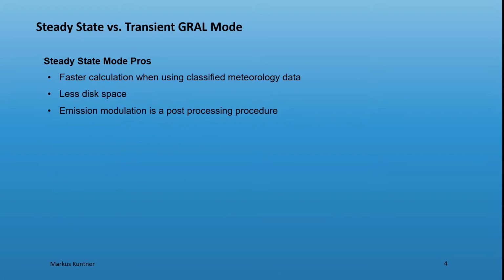What are the pros for the steady state mode? The calculation is faster because there is no need to calculate each hour of a year. We can calculate classified situations. Let's say if you calculate an entire year, you have to calculate 8,760 hours in the transient mode, and maybe some 100 classified situations in the steady state mode. That results in less disk space. And another important point, the emission modulation is a post-processing procedure. We will talk about this a little bit later.